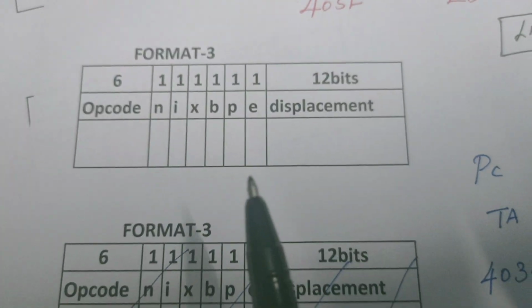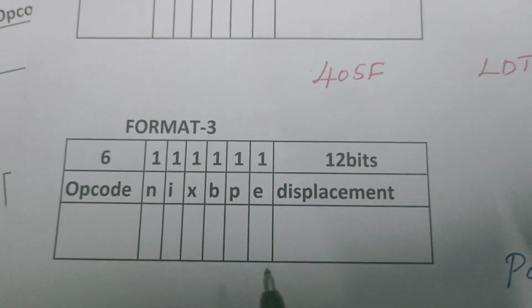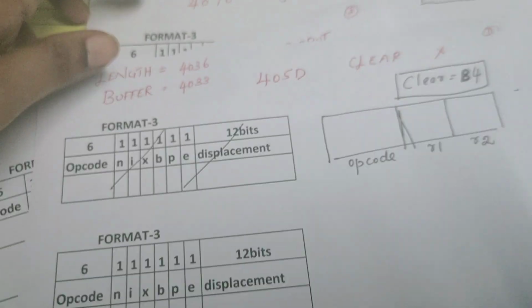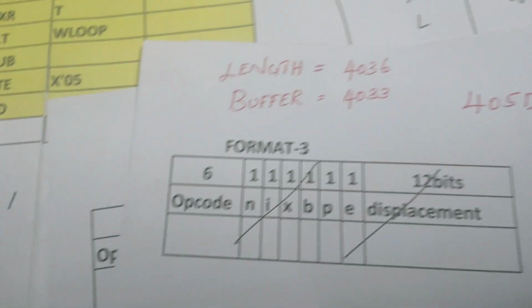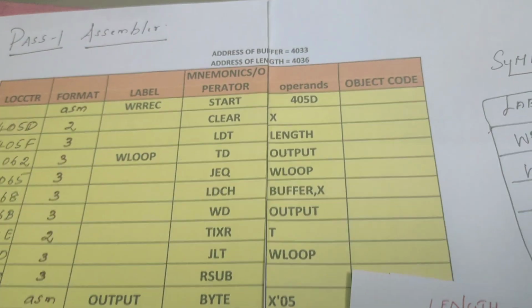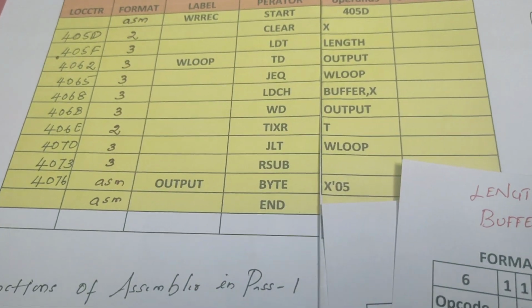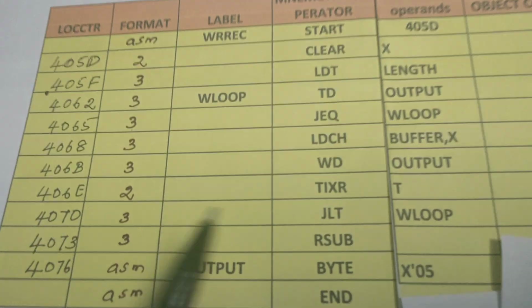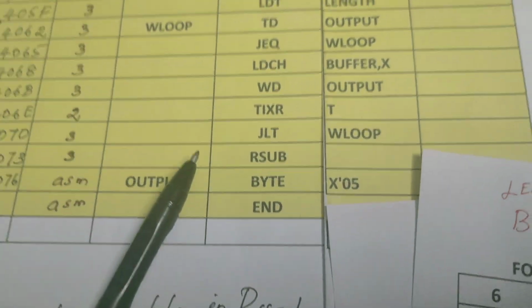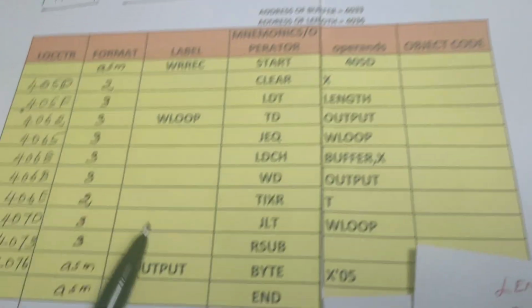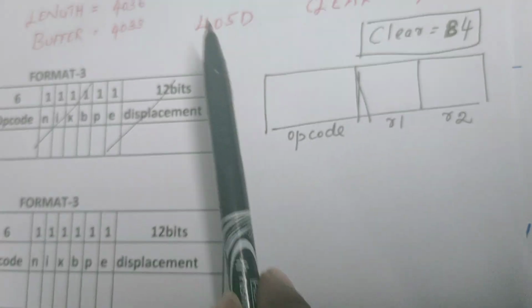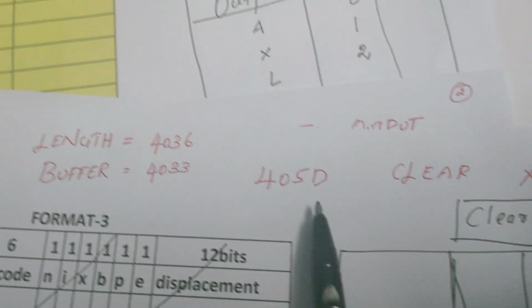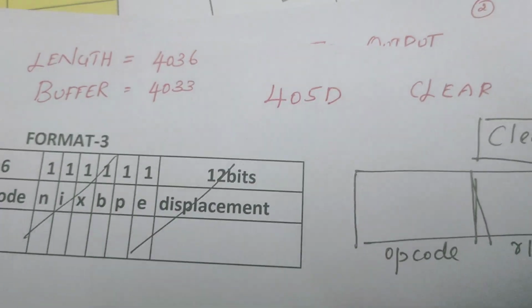Right. Now, let us continue with the same example that we did during pass 1. This is the program we solved during pass 1. During pass 1, we just incremented the location counter as per the format or length of the instruction. Now we are going to start with the format 2 instruction. Please look into the instruction which I have written using red color.